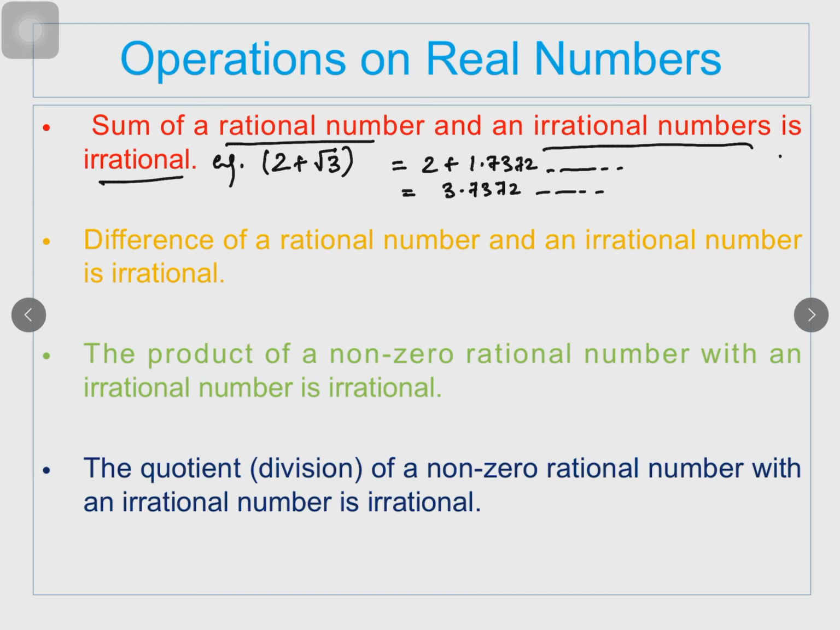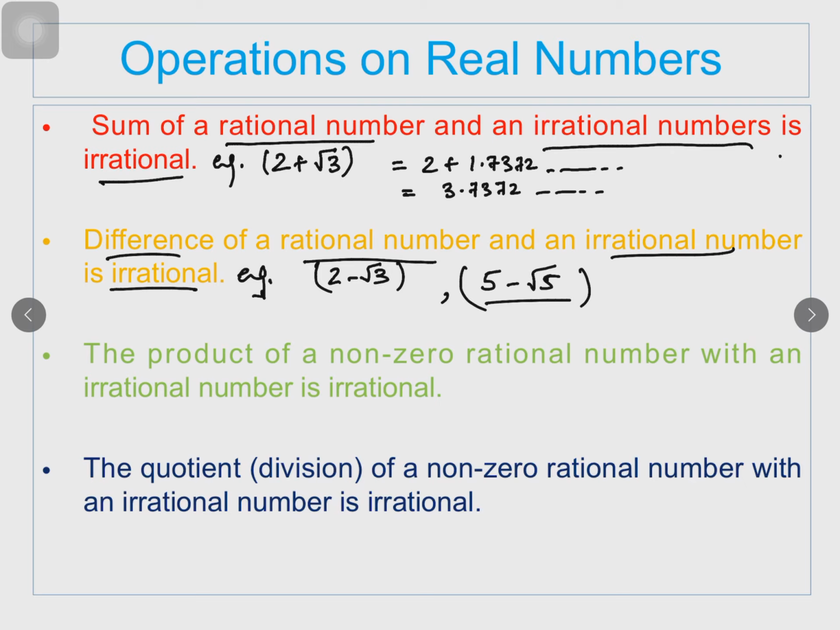Okay. Next is the difference of a rational number and an irrational number, which is again irrational. That means if you find the difference of a rational number and an irrational number, the result will be again an irrational number. That is, if you find 2 minus root 3, this number is an irrational number. Similarly, if you find the difference 5 minus root 5, the result will be again an irrational number. Whenever we have a root value, especially a root of a prime number, that will be an irrational number.